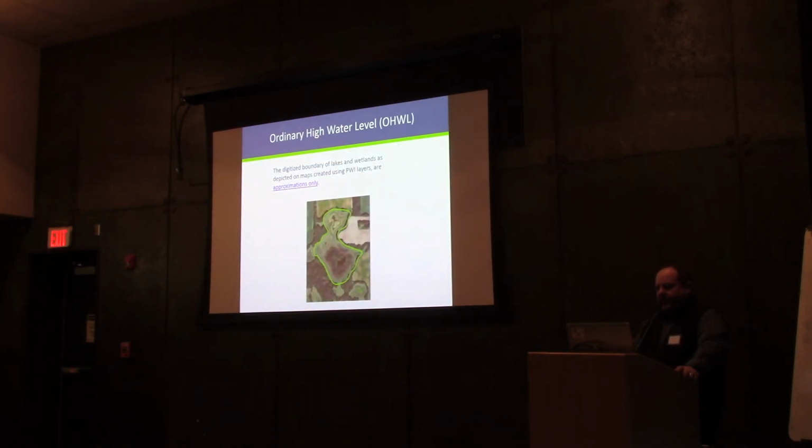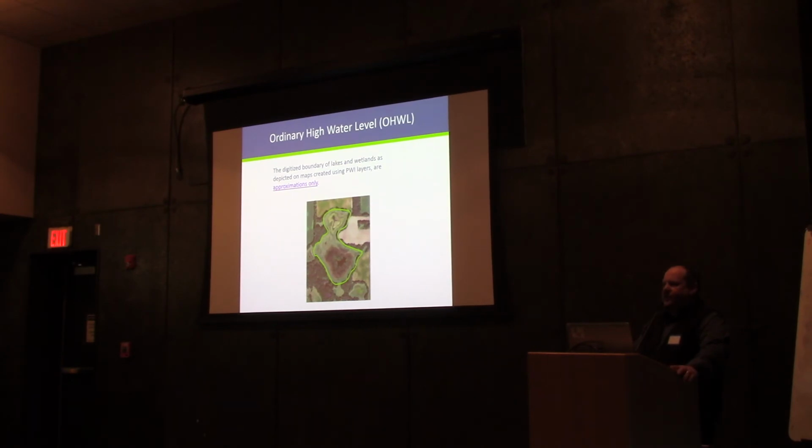And then just one other reminder, trying to get the word out: when you see the boundaries on our public water inventory maps, the digitized shapefiles, that boundary you see is an approximation. It's not actually the OHW. There's a whole lineage of where these polygons come from, but you have to be aware they're just approximations.